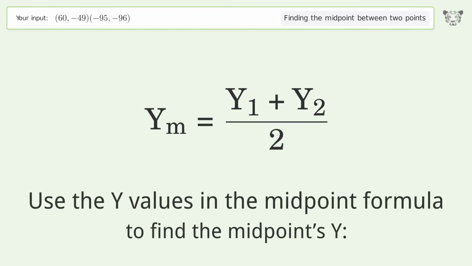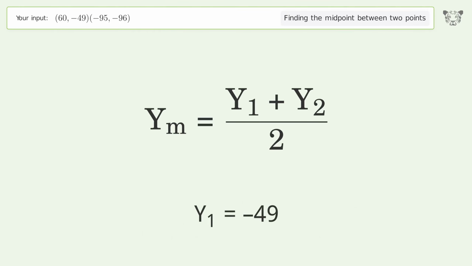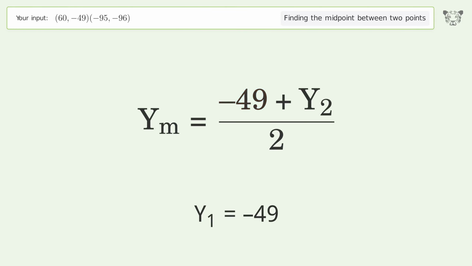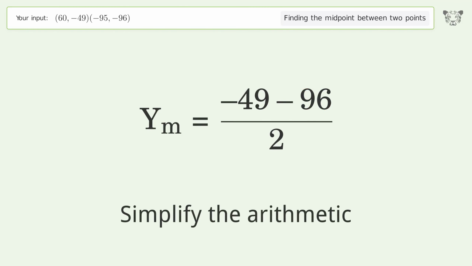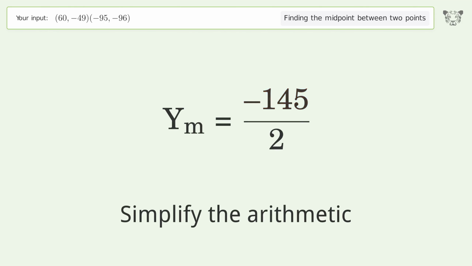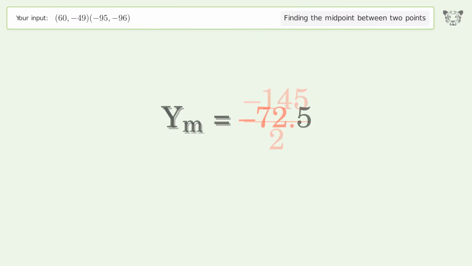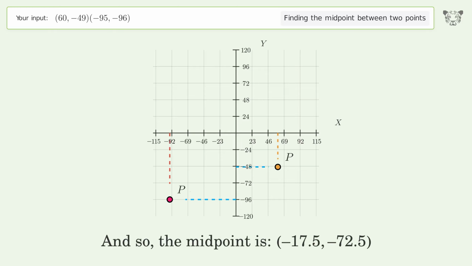Use the y values in the midpoint formula to find the midpoint's y. y1 equals -49. y2 equals -96. Simplify the arithmetic. And so, the midpoint is -17.5, -72.5.